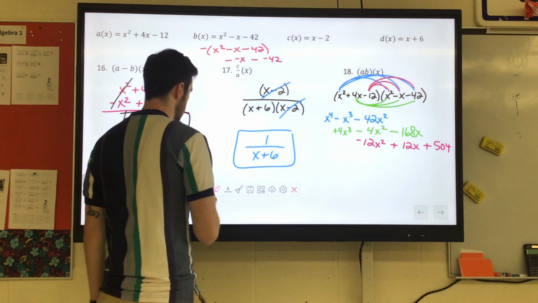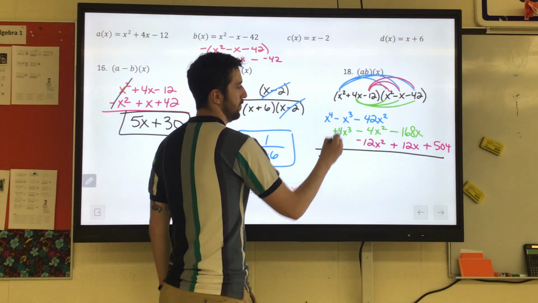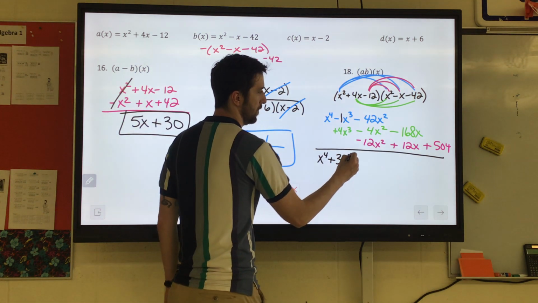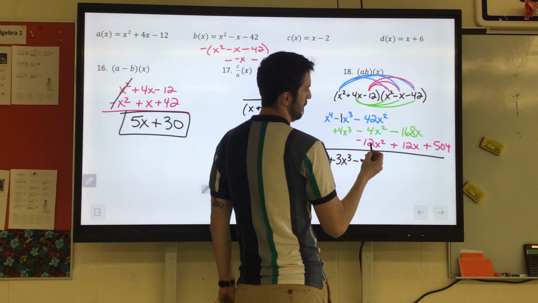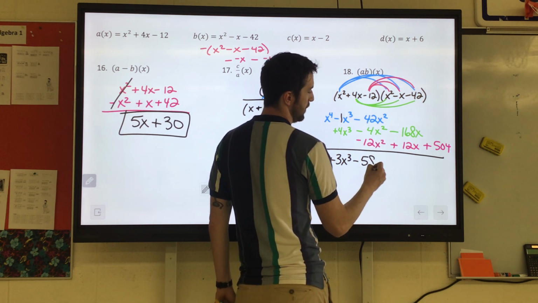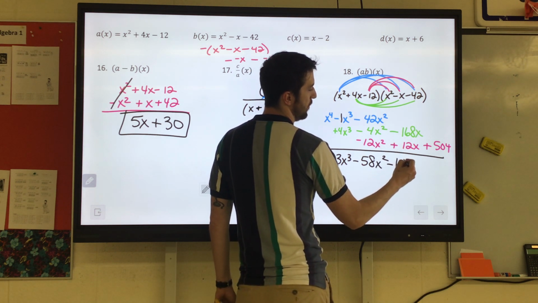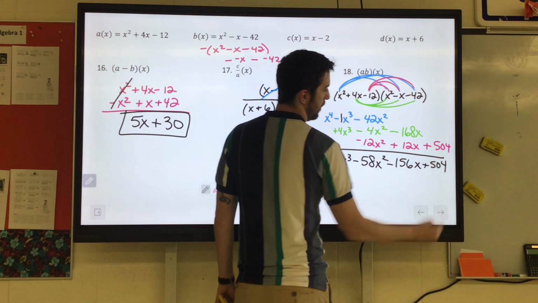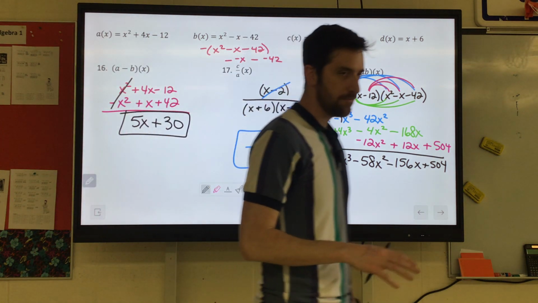Look at that, we've got them already stacked and ready to go. X to the fourth. We have negative 1x to the third plus 4x to the third. That's 3x to the third. These are all negative, so we can just add them together and keep it negative. Let's see, 16 plus 42 is 58. Negative 58x squared. Negative 168 plus 12 is negative 156x. And we have plus 504. Brutal. Wow.